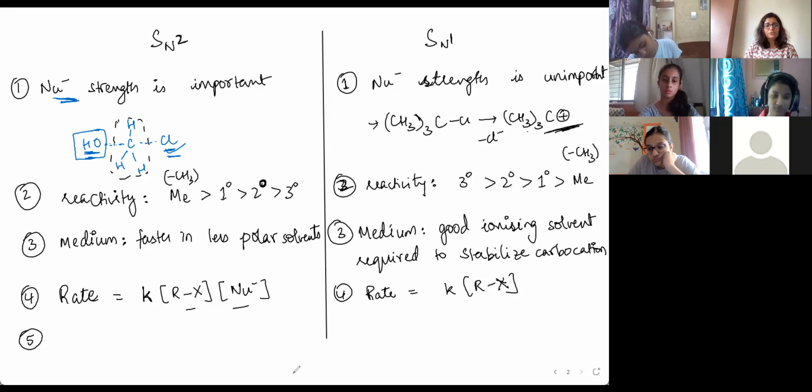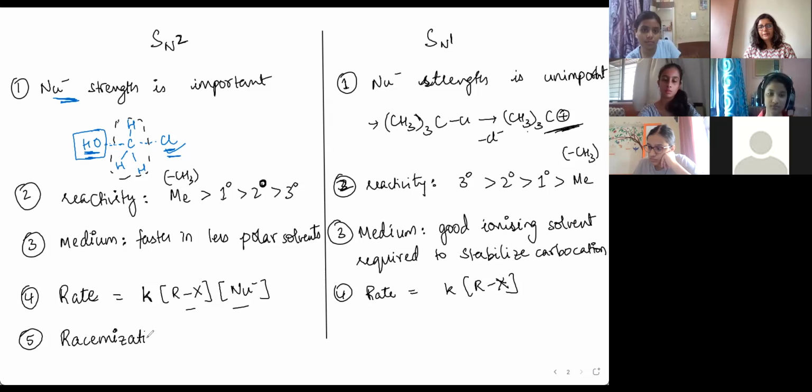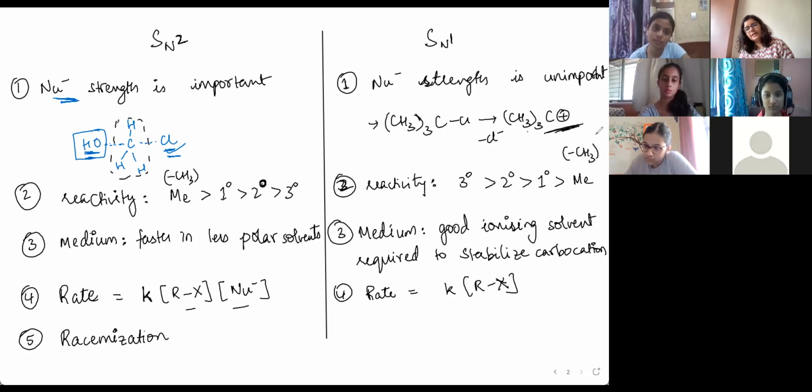Now coming to the stereochemistry. In the SN2 mechanism, something called racemization takes place. Do you remember what a racemic mixture is? 50% dextro and 50% levo rotation. So in SN2, again, it takes place in two steps. First a carbocation forms. In the next step, the nucleophile comes and attaches itself to the carbocation.